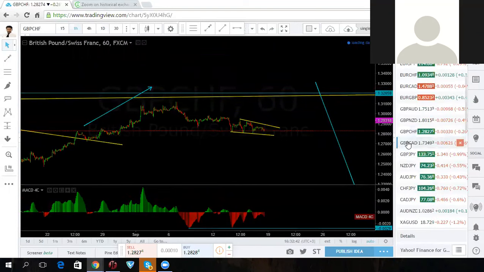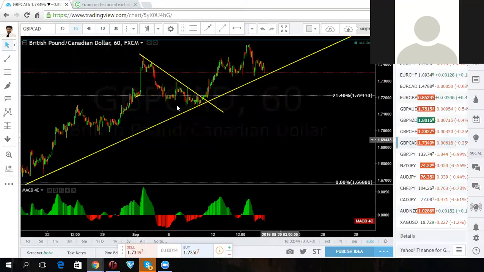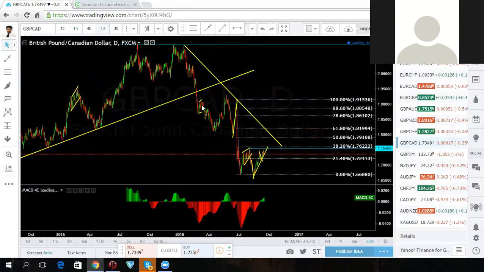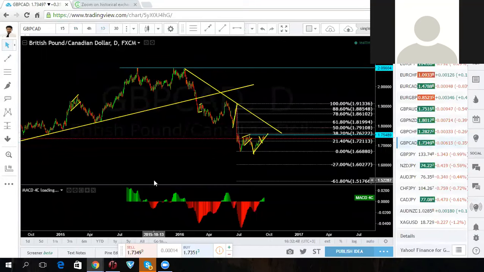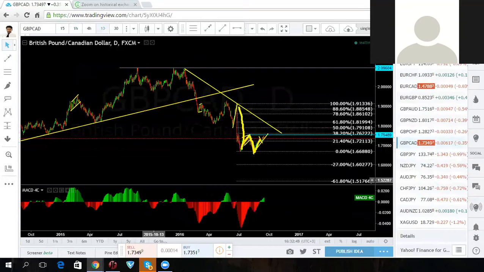The CAD pairs, we look at the dollar CAD, we look at the Euro CAD, and this is the pound CAD. Very similar structure. We're looking for downside. We got a very sharp move. We got a correction. We got a pullback. We're in this one coming. I'm looking for probably one more retest of the low, right? One more impulse to the downside.